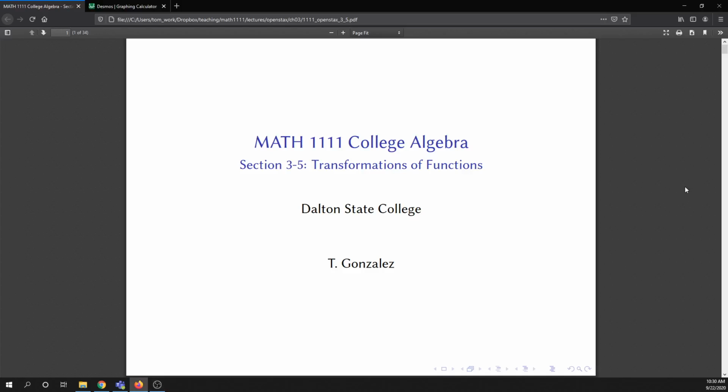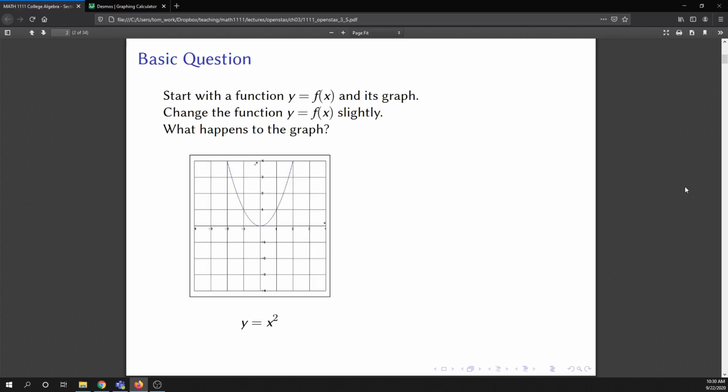In this video, we are going to talk about transformations of functions. So the basic question that we are going to address here is this. We start with a function y equals f of x. So maybe something like this. The ones that you start with are normally fairly simple ones. So here is the graph of y equals x squared.